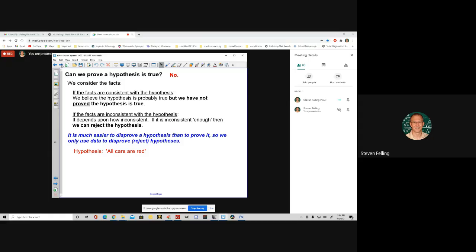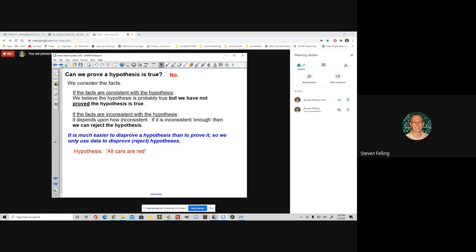If those facts are consistent with a hypothesis, we can believe the hypothesis is probably true, but we haven't proved that it's true. On the other hand, if the facts are inconsistent with the hypothesis, we can be very confident that the hypothesis is false, which means we can reject the hypothesis. So it turns out that it's much easier to disprove a hypothesis than it is to prove it. So we only use data to try to poke holes in hypotheses, to disprove hypotheses.